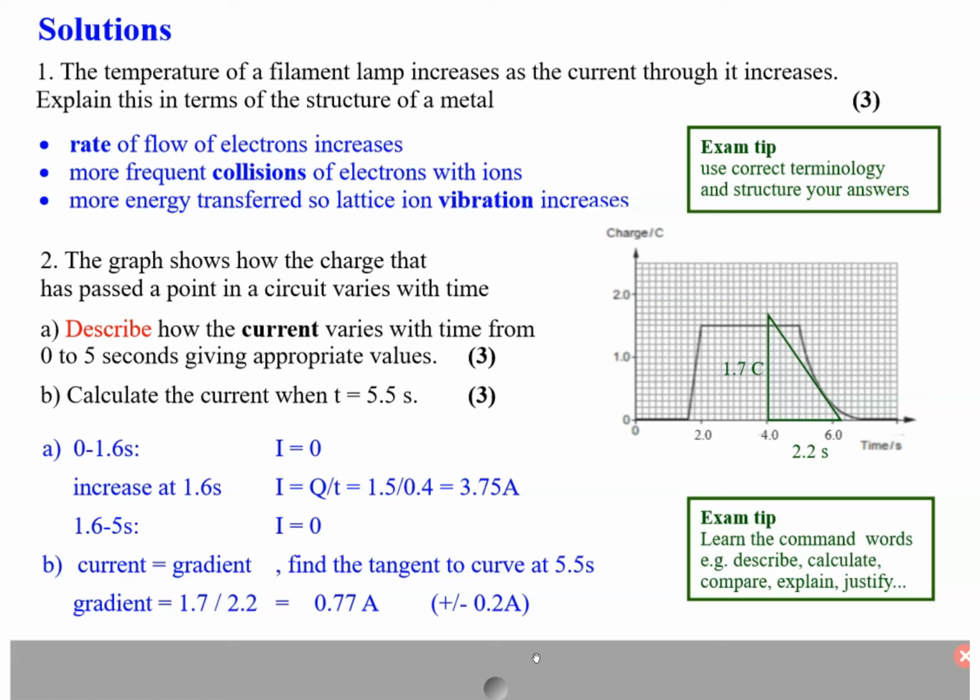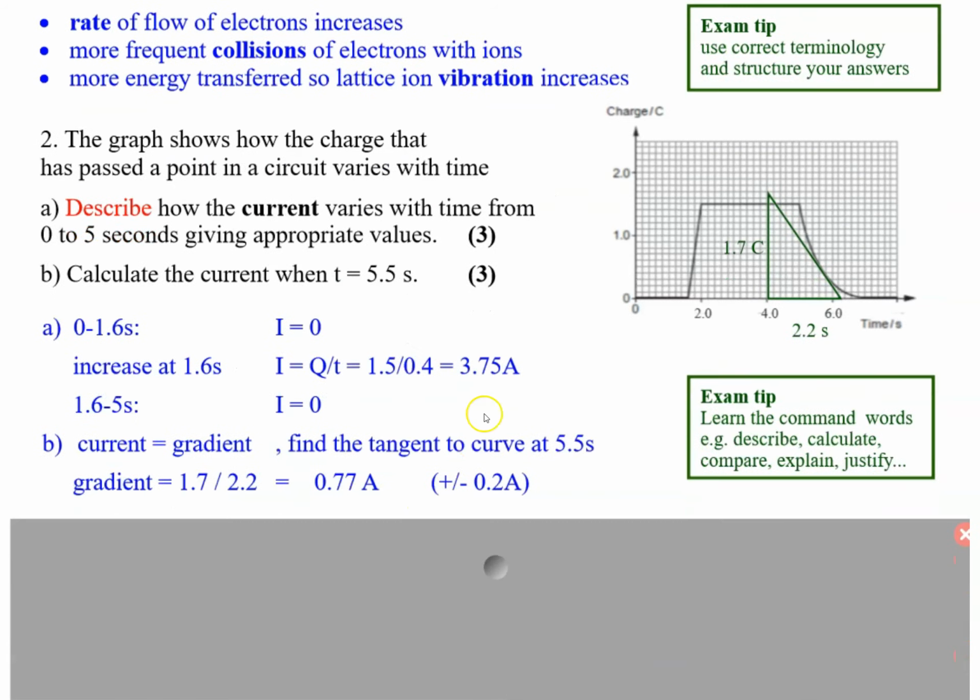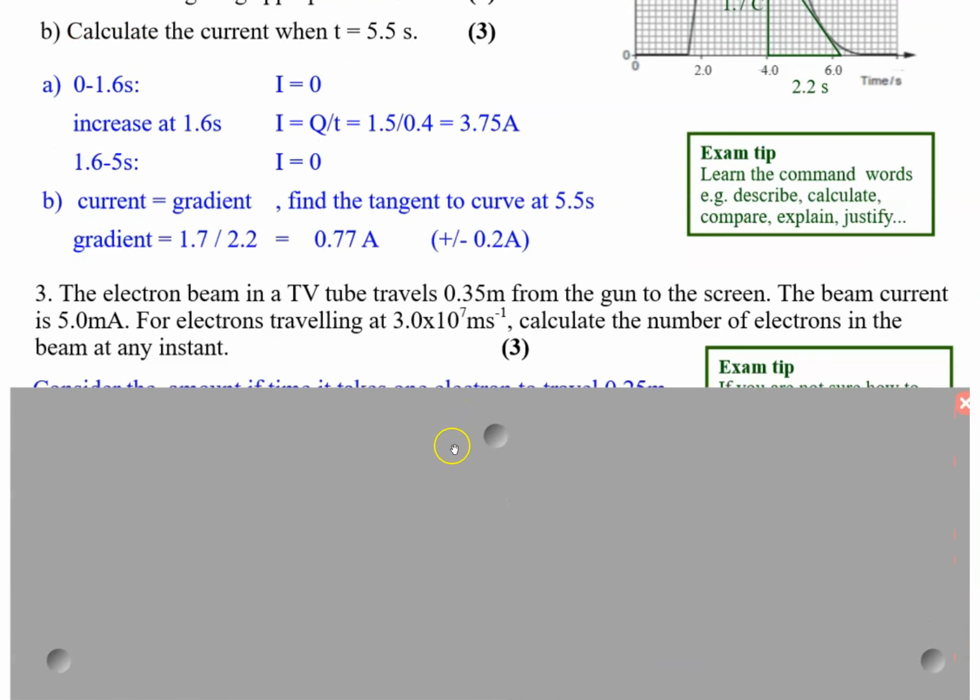So a typical mark scheme would have a range of possible answers. Assuming the correct answer was 0.77, then plus or minus 0.2 would be acceptable. So if you got 0.57 all the way up to 0.97, you'd still get the marks. But there is a key point here about the exam tips: learn the command words. That's very important.